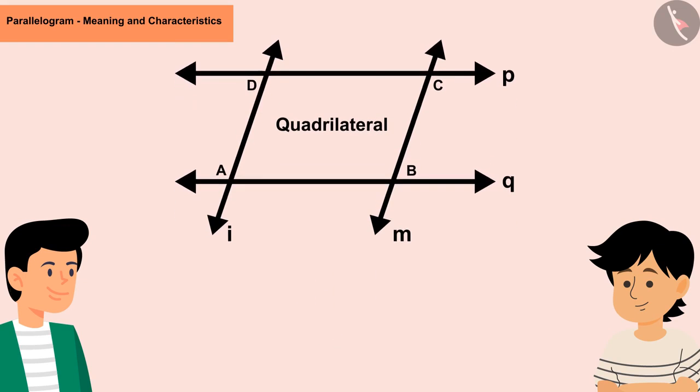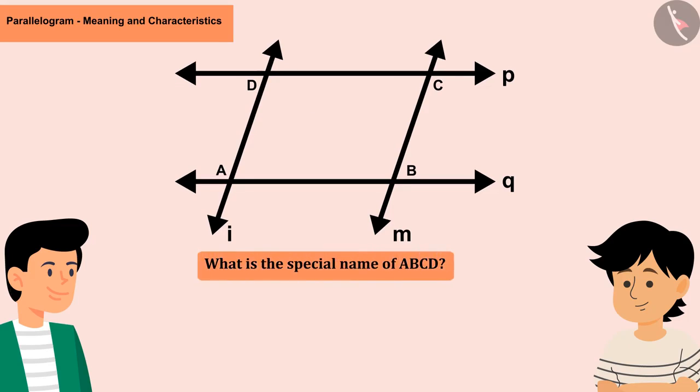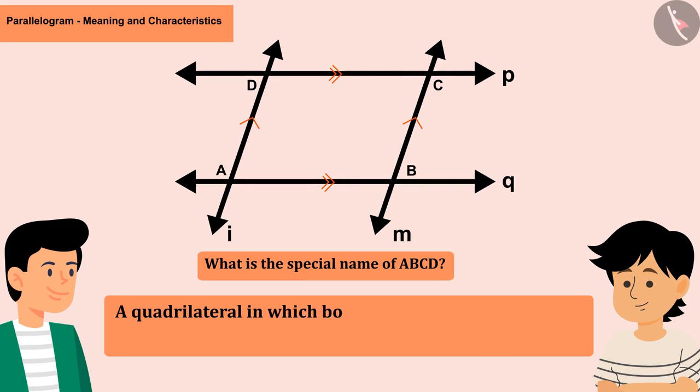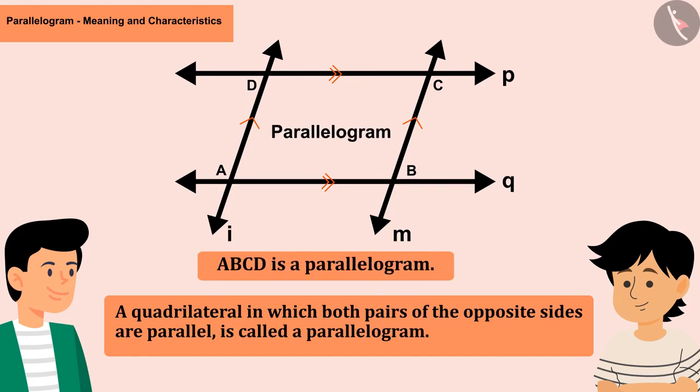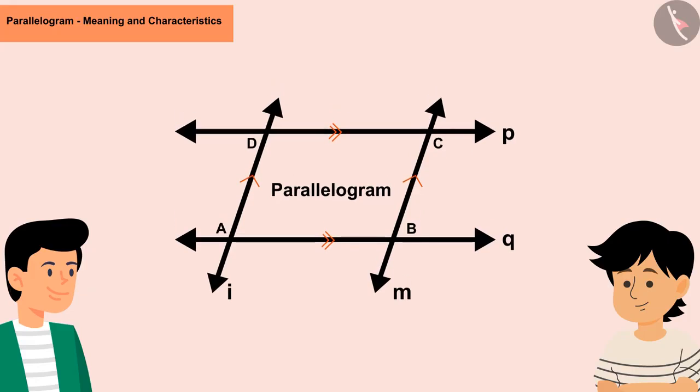So can you tell Raju, what is the special name of quadrilateral ABCD? This shape is made up of 2 pairs of parallel lines. A quadrilateral in which both pairs of the opposite sides are parallel is called a parallelogram. So let us now understand the characteristics of a parallelogram.